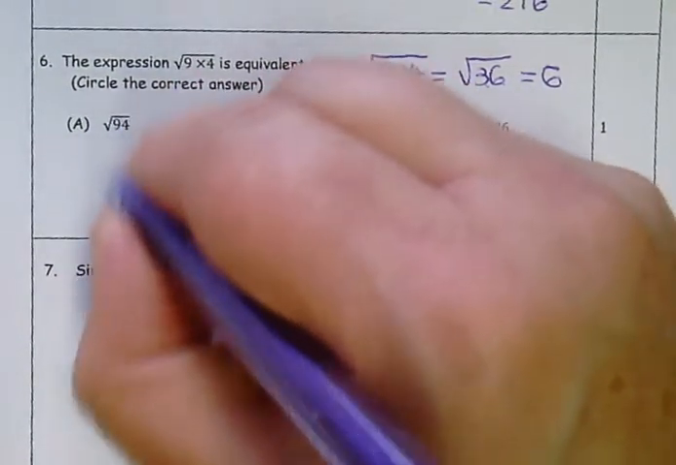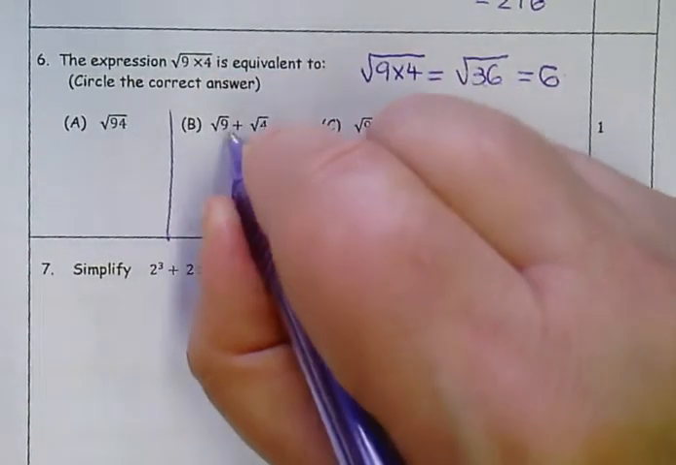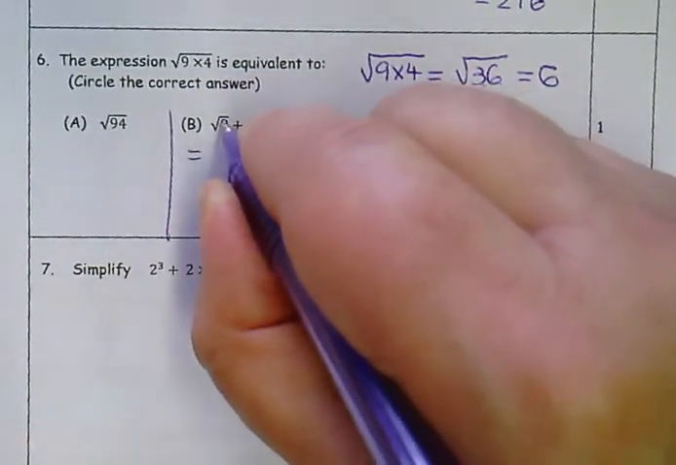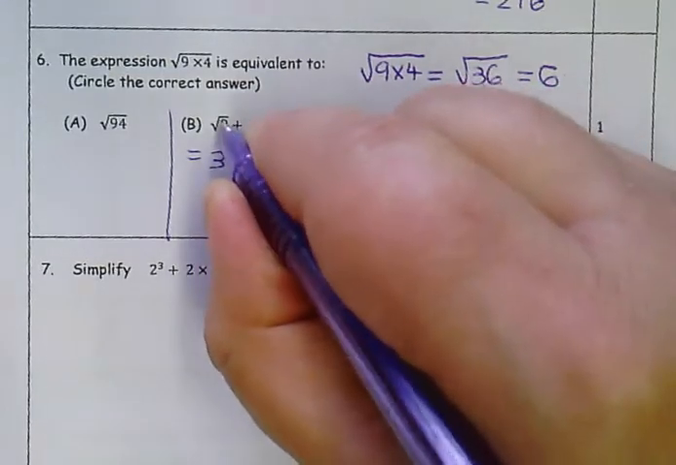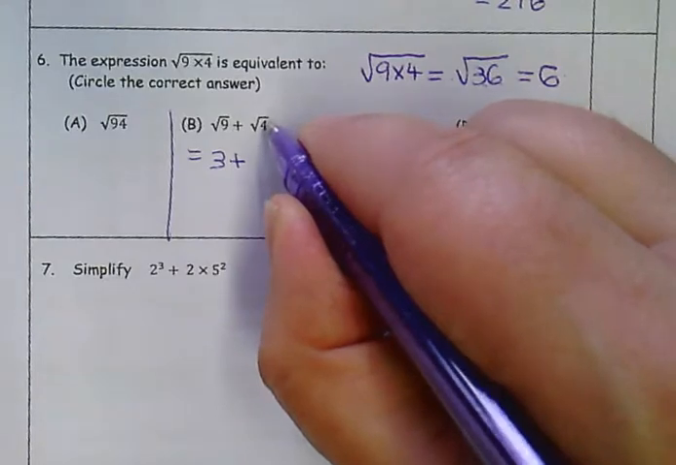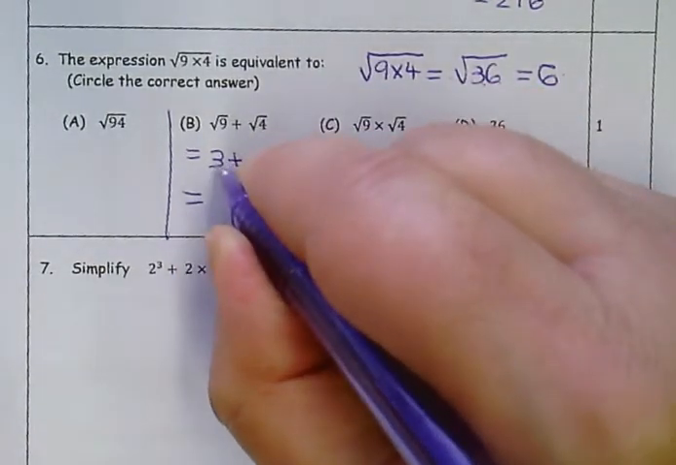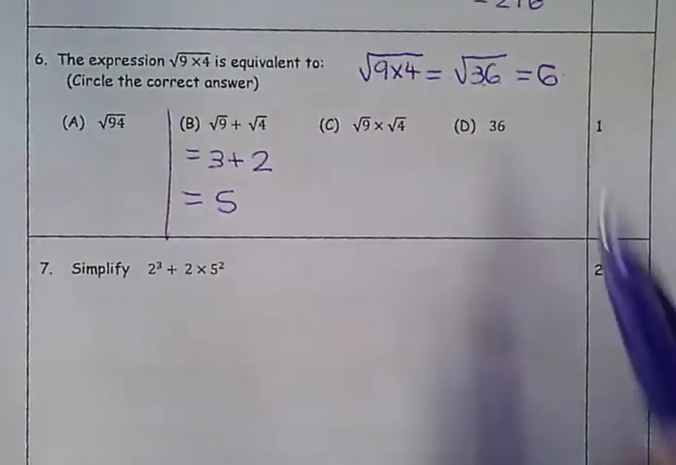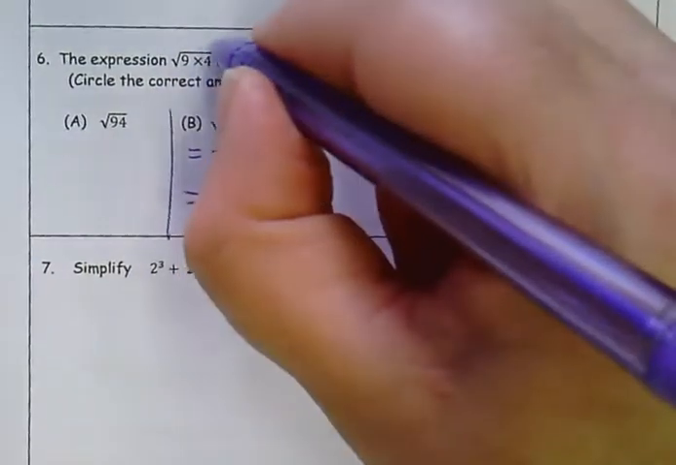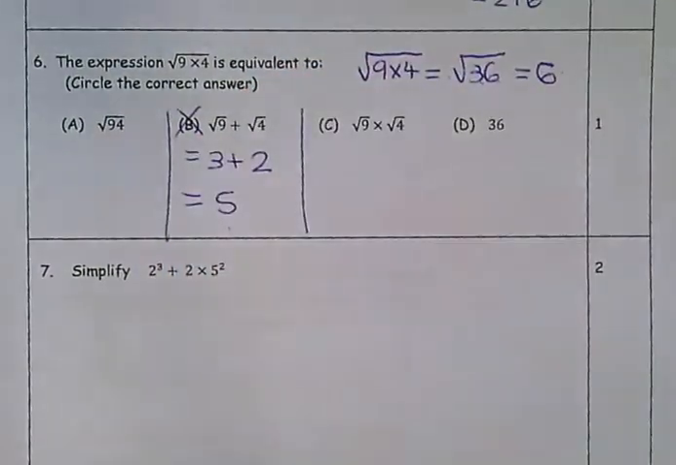Now the square root of 94, that is not a square number, so I'm just going to leave that one at the moment. Now the square root of 9, I have to do each one separately, is 3 plus, because 3 times 3 is 9. And the square root of 4, what times what is 4? Well, 2 times 2 is 4. So the square root of 4 is 2. And so 3 plus 2 is 5. Now we can see that this expression up here, which equals 6, does not equal that. So B is not the answer.